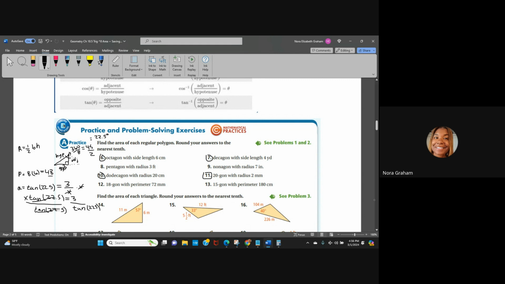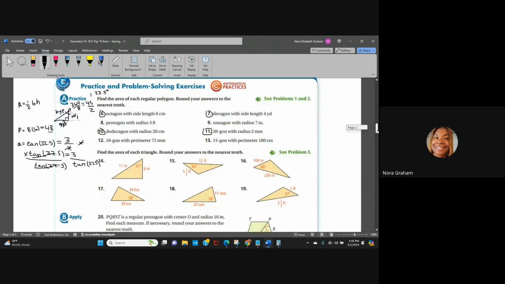Now that I have my apothem and I have my perimeter, I can go ahead and plug it into this area formula that we have right here. I'm going to give you a hint for your test that you're taking in class. Always write out everything before you plug anything into a calculator, so that your teacher can see how you set it up. So if you do have a calculator error, most likely she won't take off that many points.